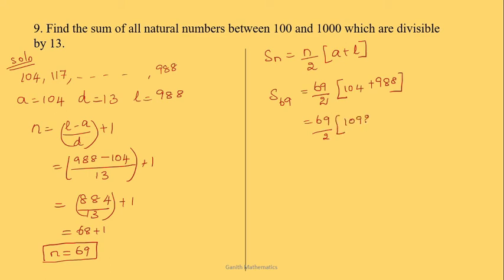So this will be 69 divided by 2 into 1092. If you cancel out with this, this will be 546. If you multiply these two numbers, then you will get 37674. So this is the final answer.